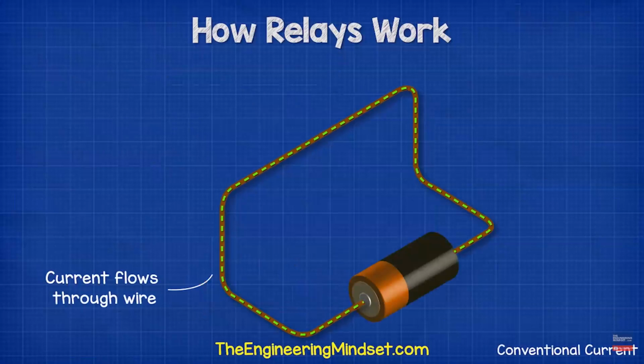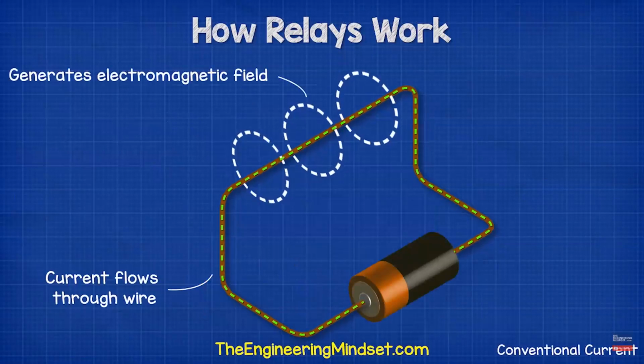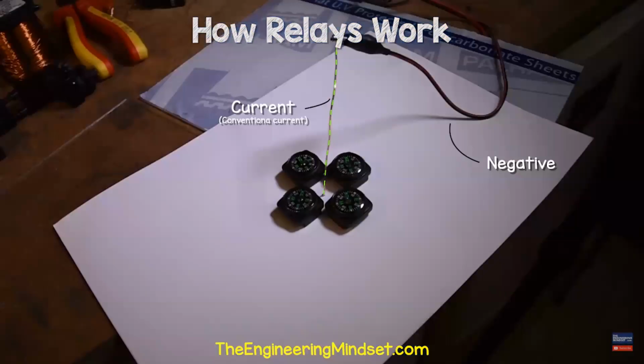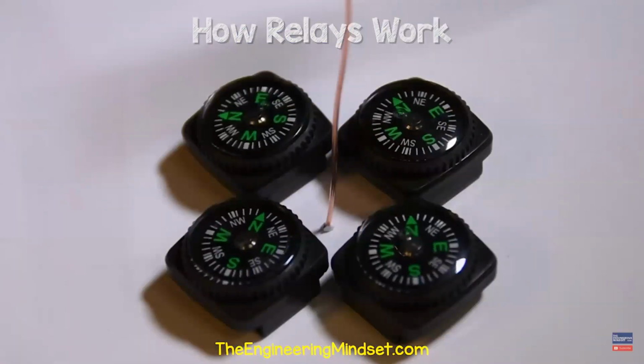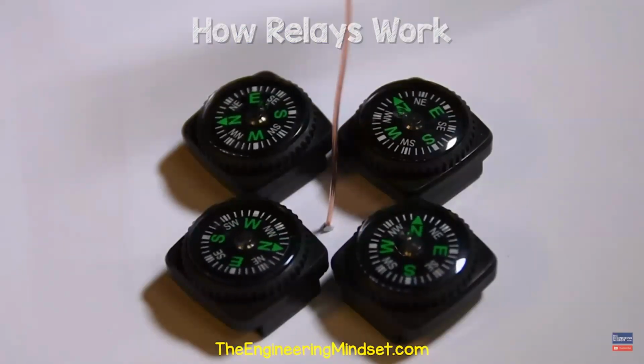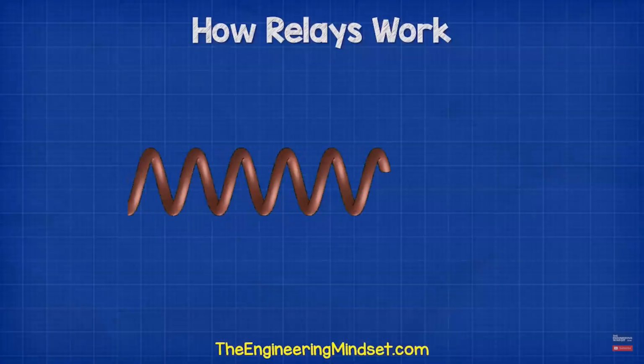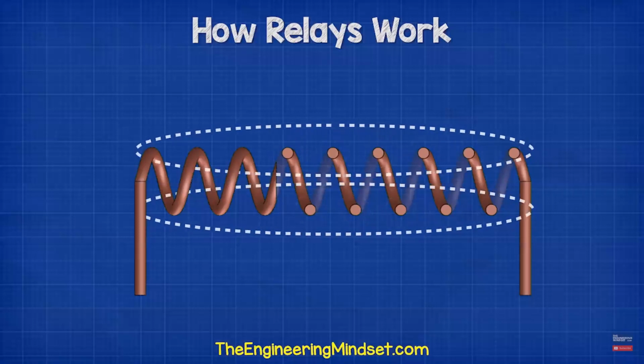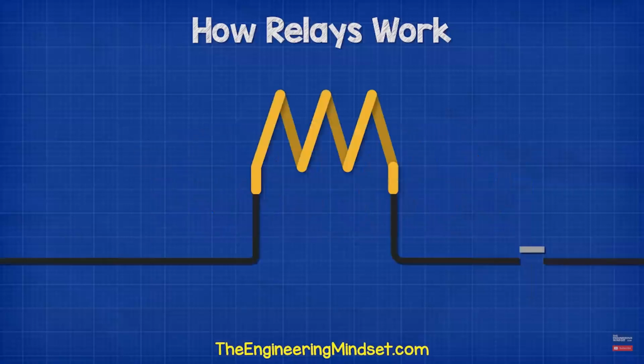When electricity passes through a wire, it creates an electromagnetic field. We can see that by placing compasses around the wire. When we pass a current through the wire, the compasses change direction to align with the electromagnetic field. When we wrap the wire into a coil, the magnetic field of each wire combines together to form a larger, stronger magnetic field. We can control this magnetic field by simply controlling the current.